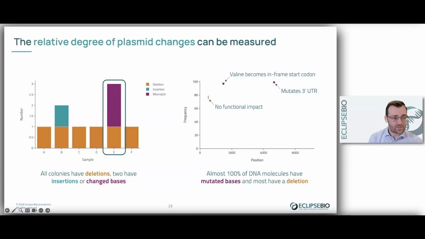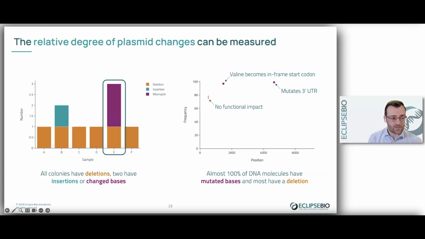What was more concerning for us, though, was the other mutation that was present. This actually led to a valine to become an in-frame start codon. So if this plasmid had gone ahead to synthesis, it could potentially lead to a different protein product coming out that would be unexpected. And so with this, we can then screen across the plasmids and say that clone E is not one to move forward with. It will be problematic in terms of what proteins are produced. We should instead move forward with A, C, D, or F.